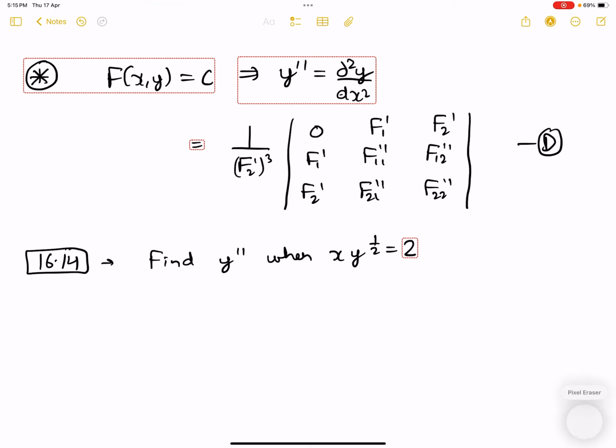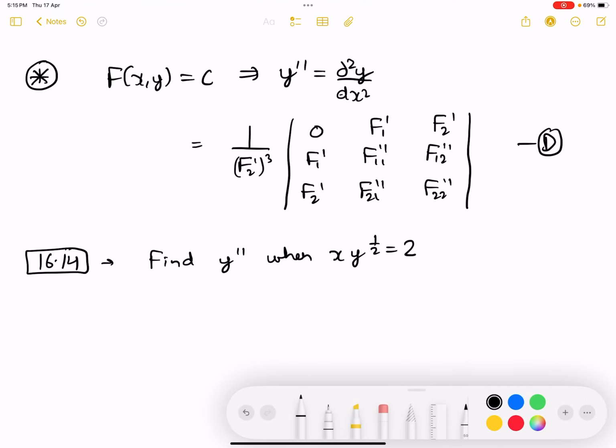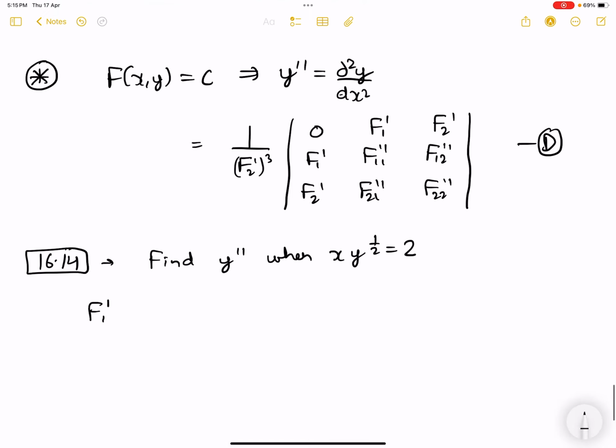Okay, you are supposed to find f1', f2', so this is differentiating the function with respect to x and with respect to y. Then f11, then f12, f21. And with the help of Young's theorem, we know that f12 would be equal to f21.